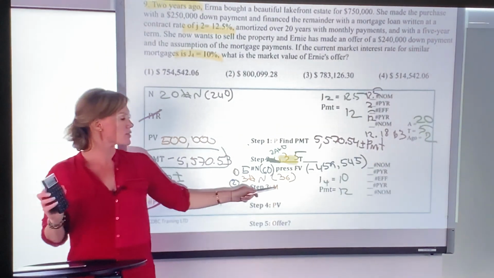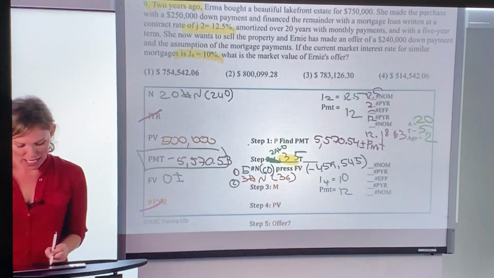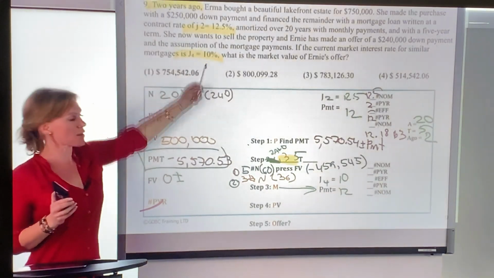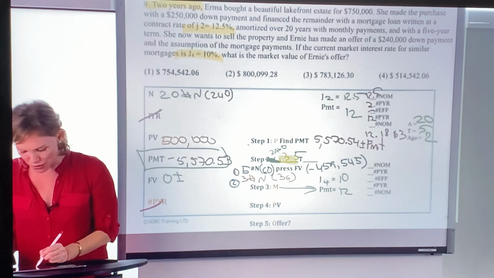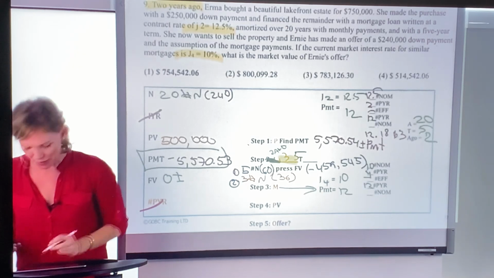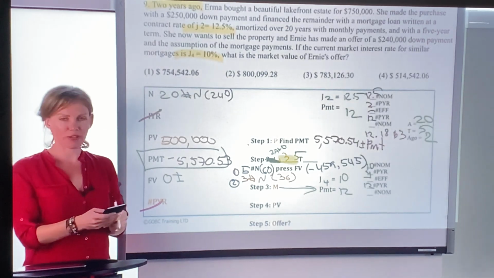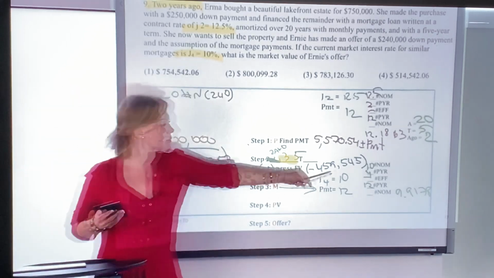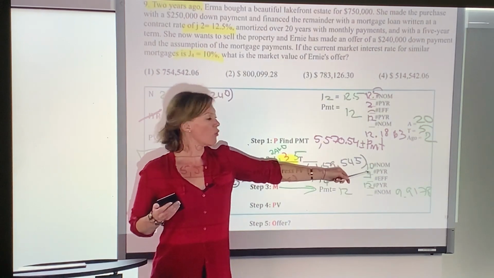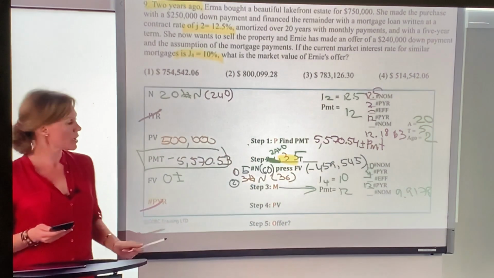Next one. Step number 3 is your market rate, so the second impediment. And right now we have it as J4 equals 10. Don't mess it up, because you guys are so used to the J2 right now that sometimes you put the 2 in everything. Okay, so let's do it together. 10 shift norm, 4 shift PYR shift effective, 12 shift PYR shift norm. You should get 9.9178. If you didn't get it, you probably put 2 in here. Step number 3 is finished.